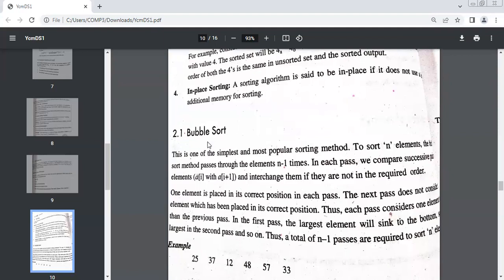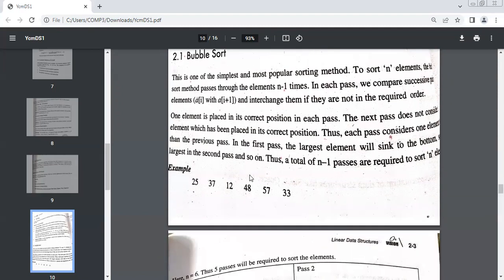Then next sorting technique में sorting जो है वो है bubble sort. This is the simplest and the most popular sorting method or technique to sort n elements. अगर हमें कुछ elements है उसको sort करना है तो उसके लिए अगर हम bubble sort use करते तो this bubble sort method is the simplest and most popular method for sorting. Take one example to see the working of bubble sort.